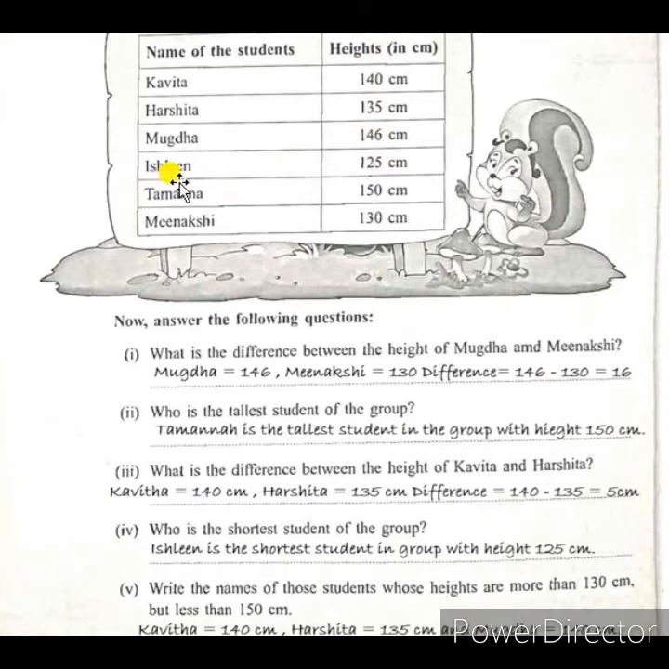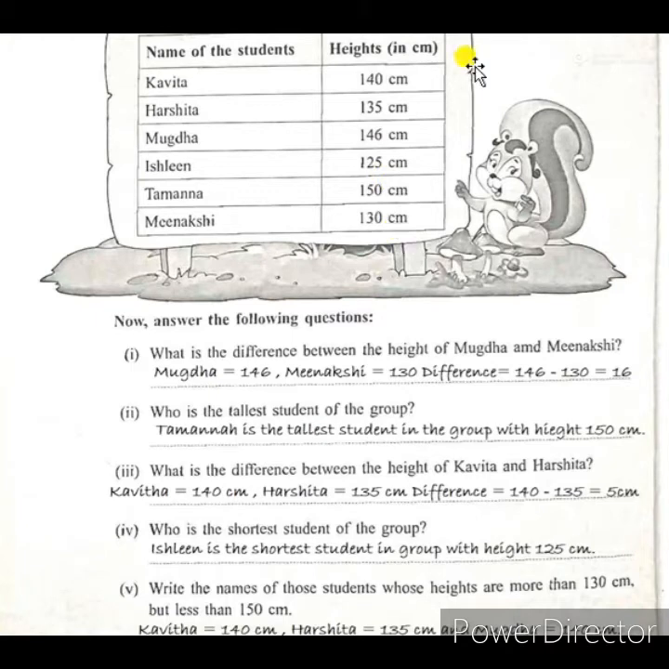Now next one see Ishlin. Her height is 125. That is less than 130. So we don't want to take her name. Another one is Tamanna. We need less than 150, so we need not take 150 height. So Tamanna's name also we do not take. Next one is Meenakshi. Here the question is more than 130, but exactly 130 is given. So these three names also we need not take.